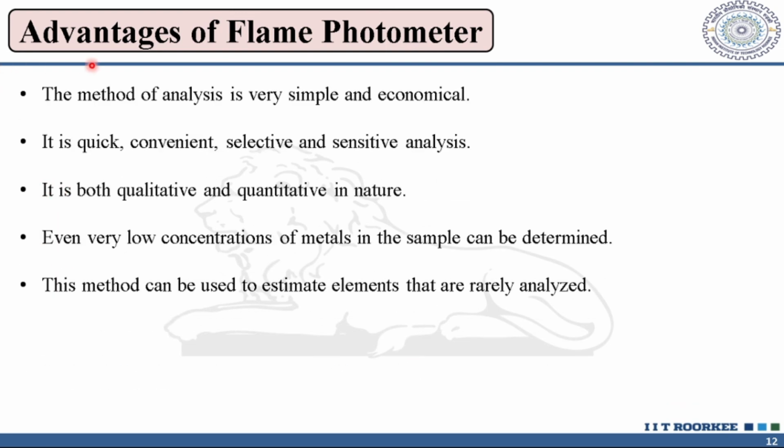Now, we have some advantages of flame photometer. The method of analysis is very simple and economical. It is quick, convenient, selective and sensitive analysis. It's both qualitative and quantitative in nature. Even very low concentrations like ppm of metals in the samples can be determined. This method can be used to estimate elements which are rarely analyzed.